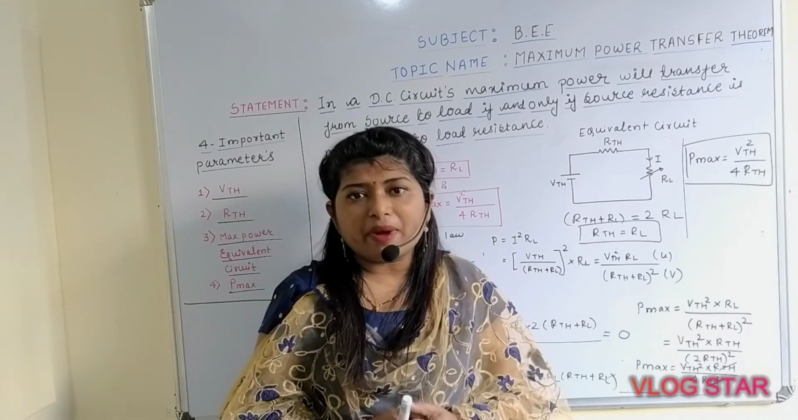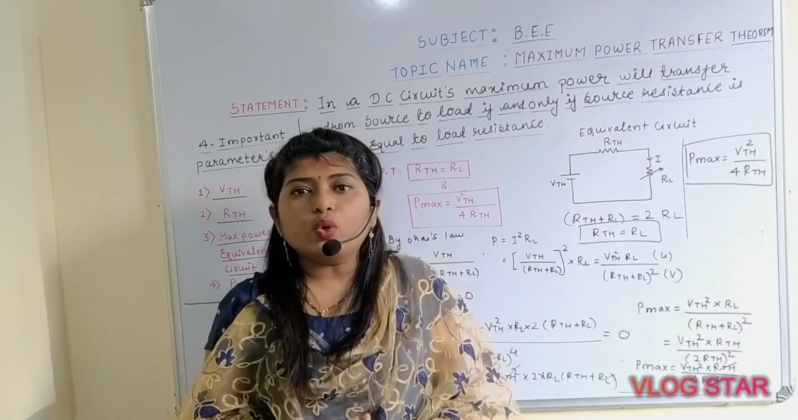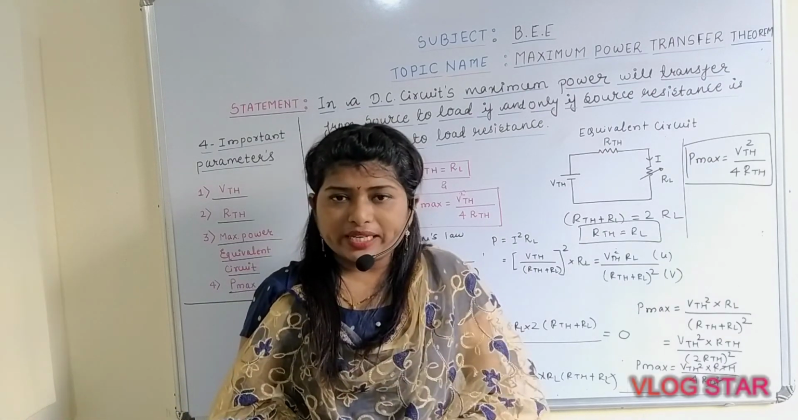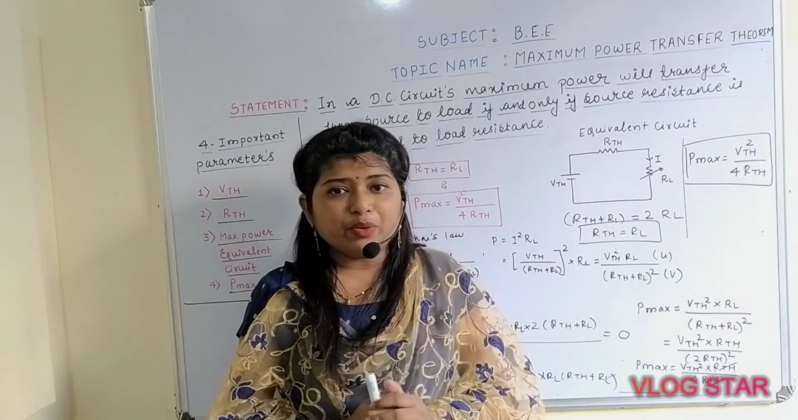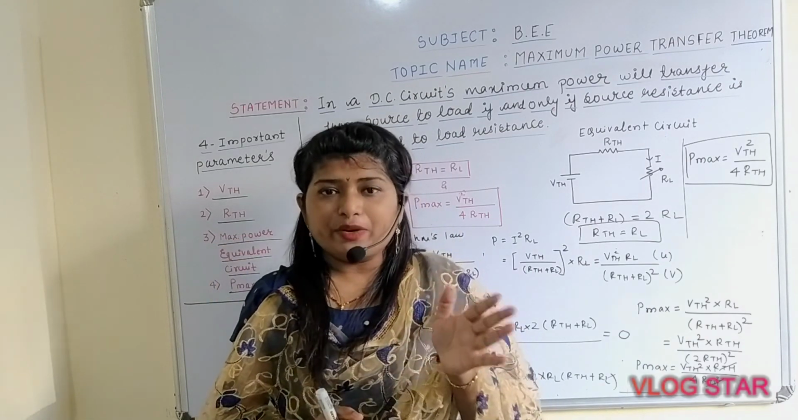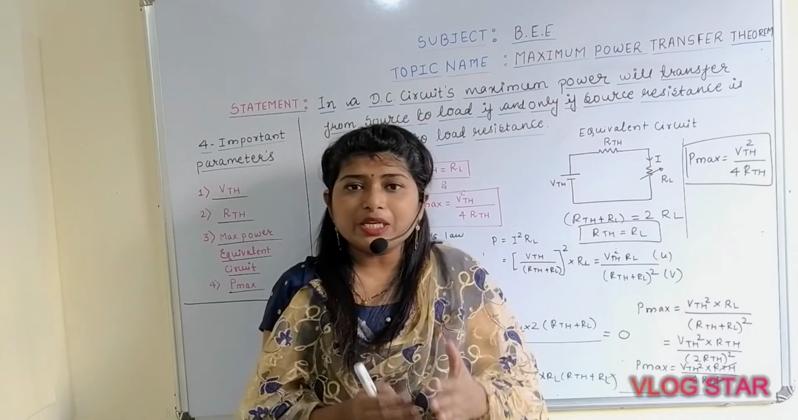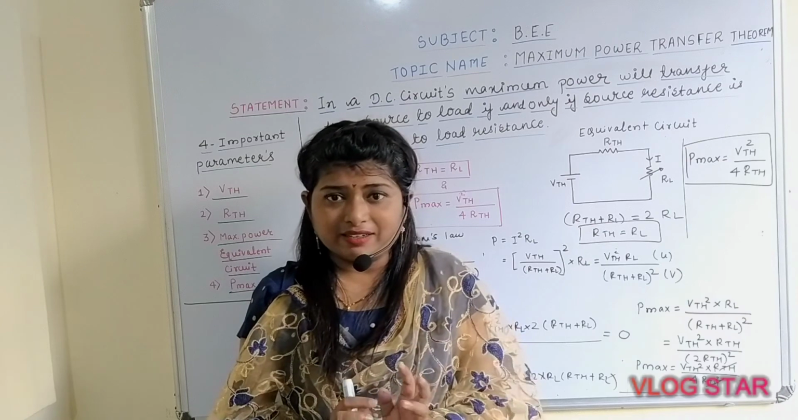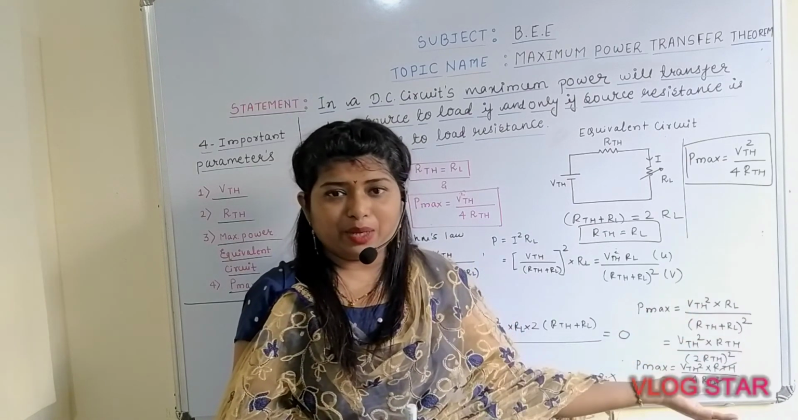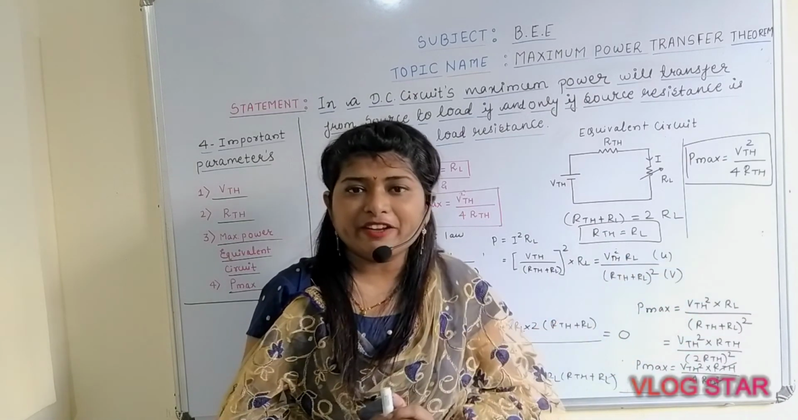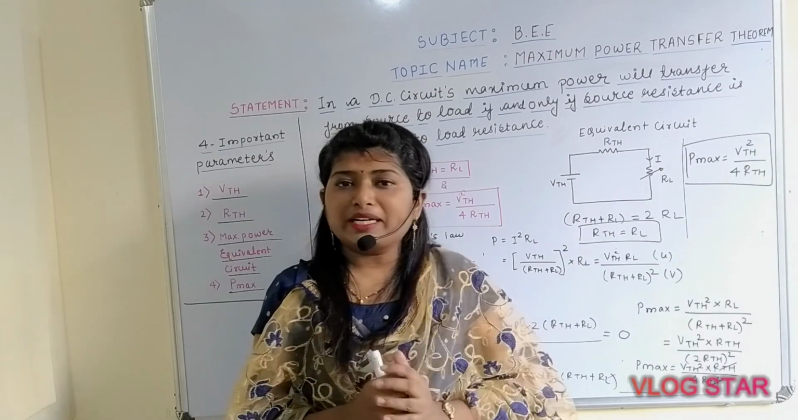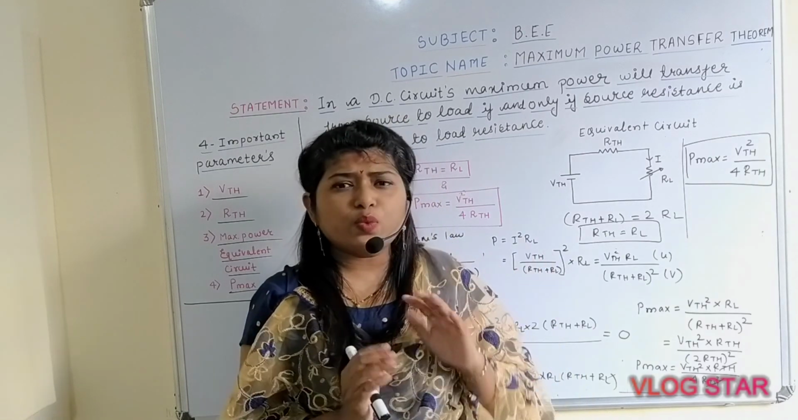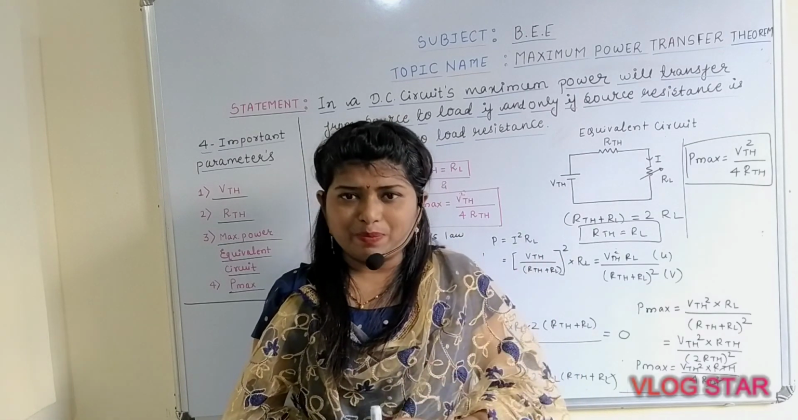In the case of the maximum power transfer theorem, you have to remember, you have to find out 4 important parameters. The first parameter that you need to calculate is Thevenin's equivalent voltage. Second parameter is Thevenin's equivalent resistance. Then you need to draw the maximum power equivalent circuit, and finally you have to calculate maximum power by simply applying the formula, P max is equal to VTH square upon 4 RTH. This is a very important proof from the exam point of view.